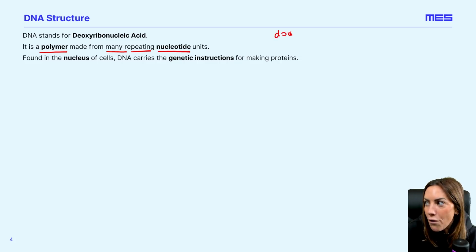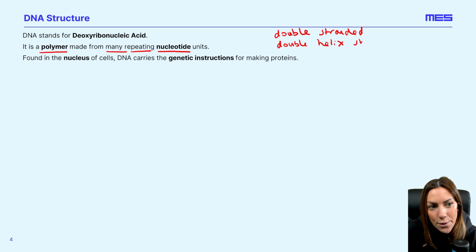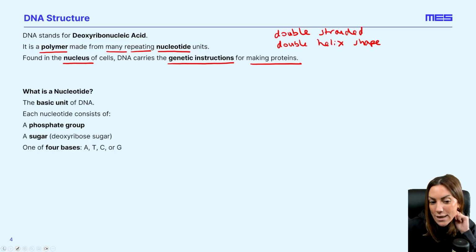We should also already know that DNA is double-stranded, so there are 2 strands, and that it has a double helix shape. So that's the information that everyone needs to learn: it's a polymer, it's made of many repeated monomers, it's double-stranded, and it has a double helix shape. We also know that in a eukaryotic cell, it's found inside the nucleus, and that it carries the genetic instructions for making proteins. But if you're triple science, we need to know a little bit more.